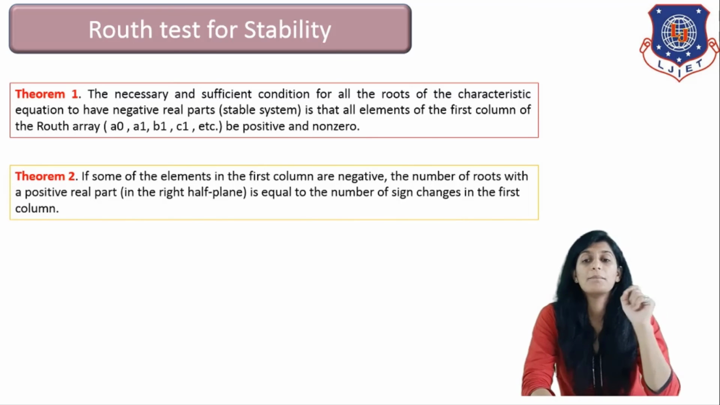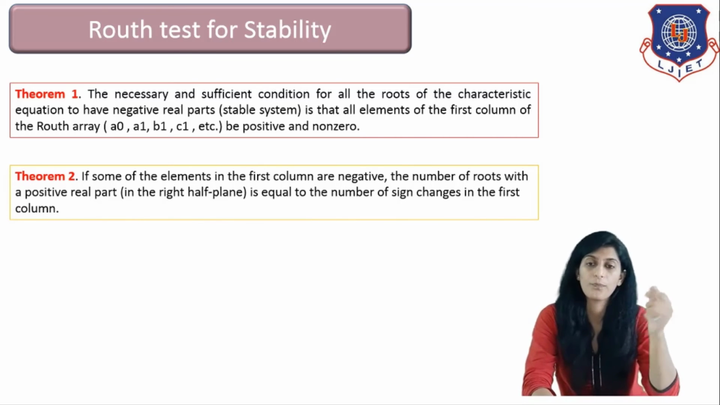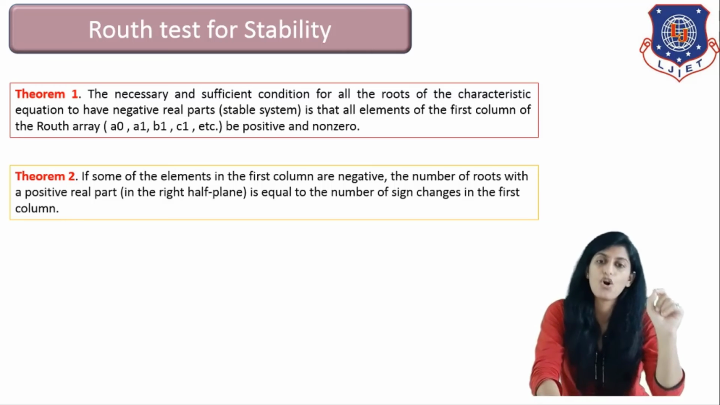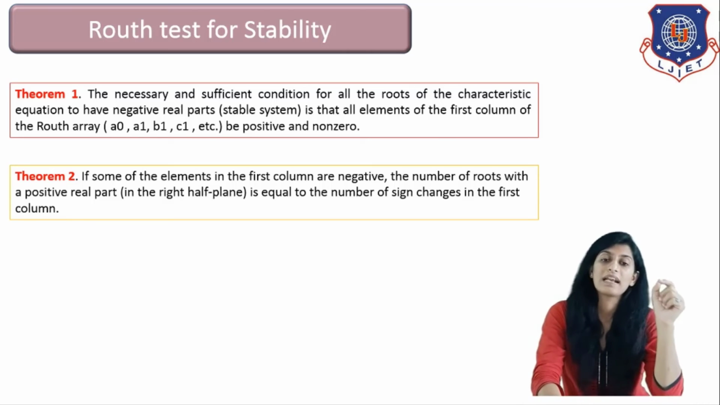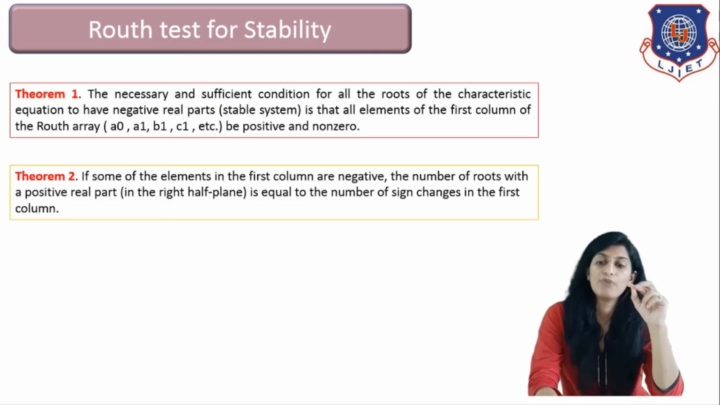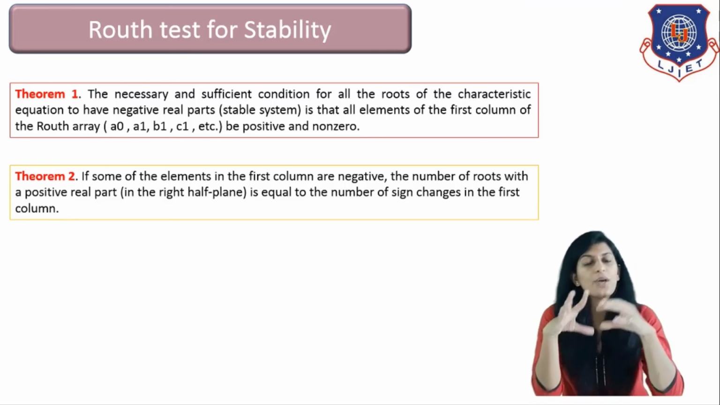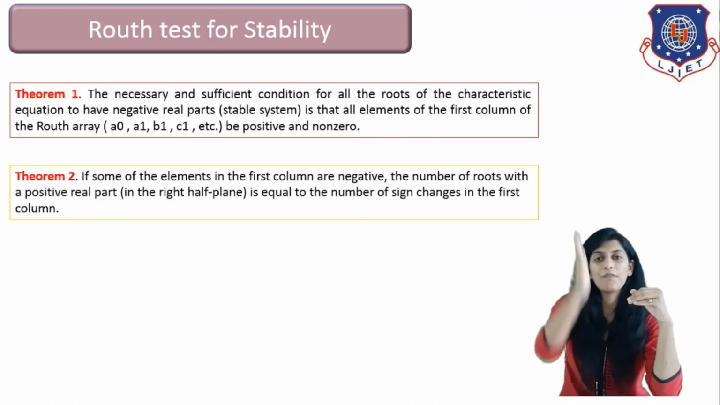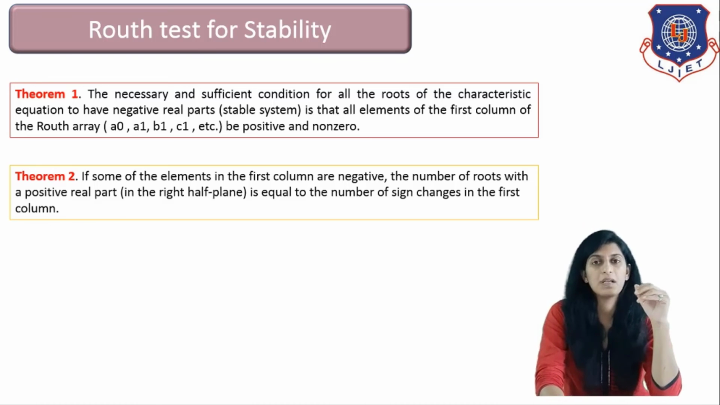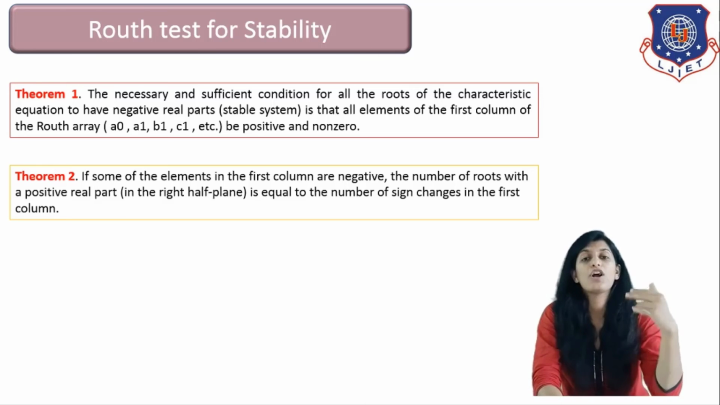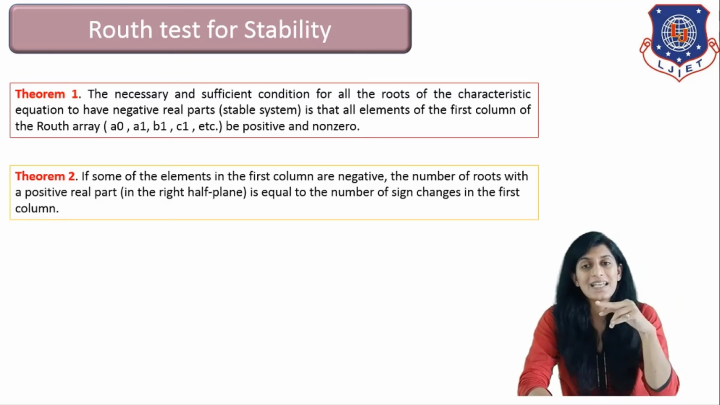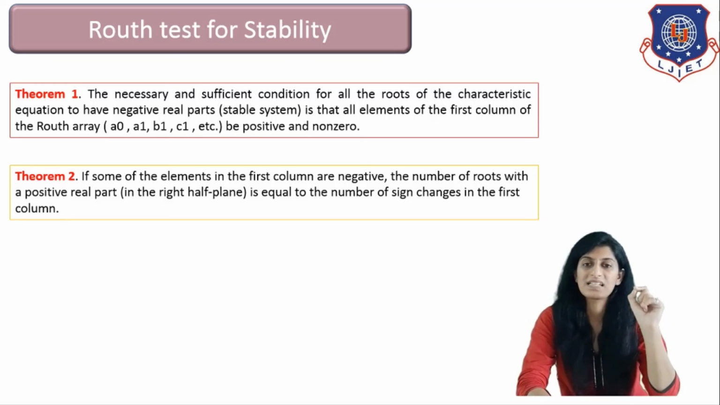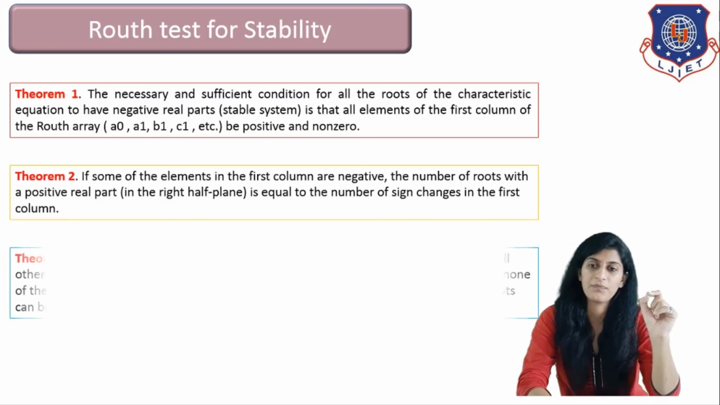Rule number 2, or theorem number 2: if some elements in the first column are negative, the number of roots with a positive real part is equal to the number of sign changes. Theorem 2 states that if there is a change in sign in the first column of the table, then the number of times the sign changes is equivalent to the number of roots with a positive real part, which affects the stability of the system.